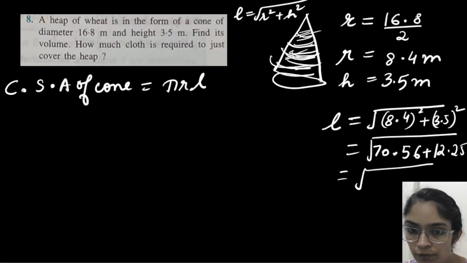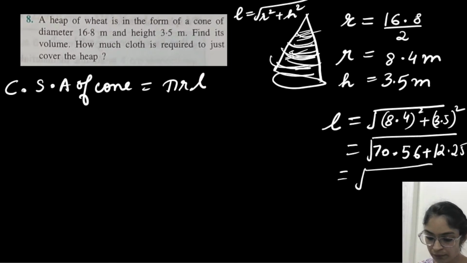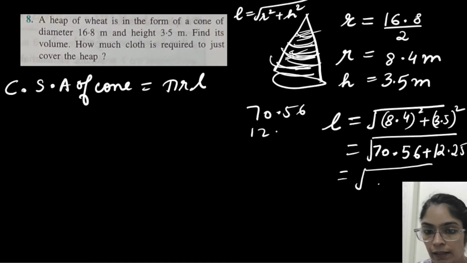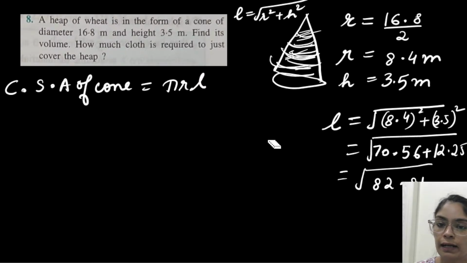After adding them, what will we get? 70.56 and 3.5 squared is 12.25. If we add them, we get 82.81. After this you can find its square root, and after finding the square root we will get its value as 9.1 meter. L is 9.1.